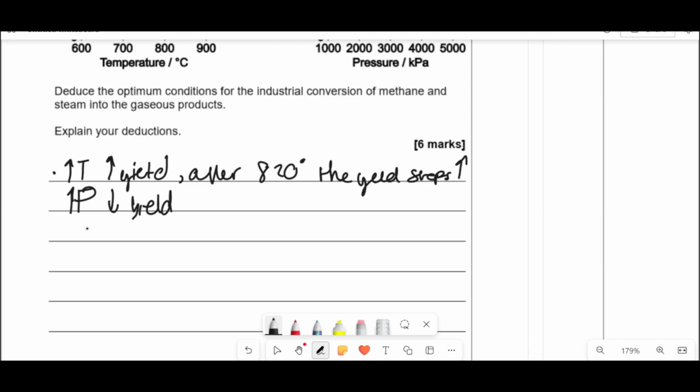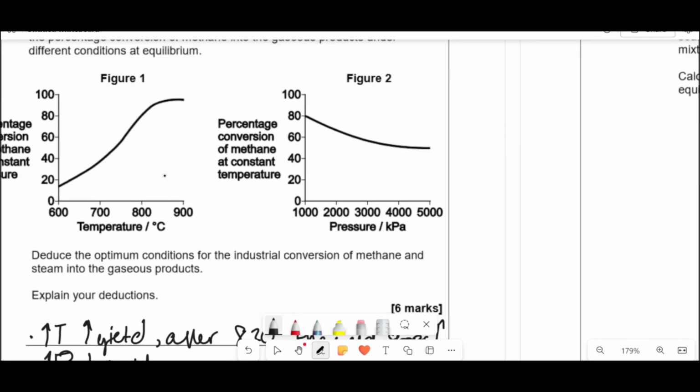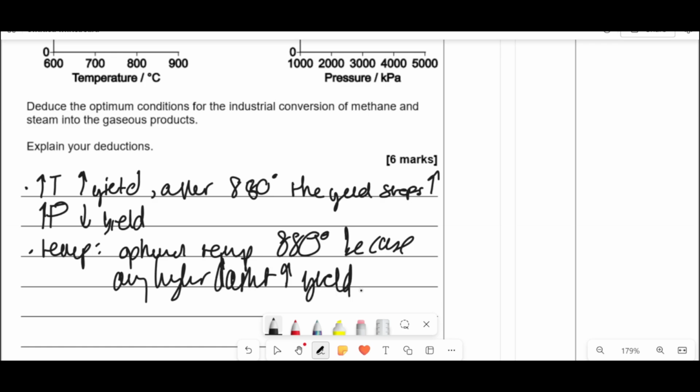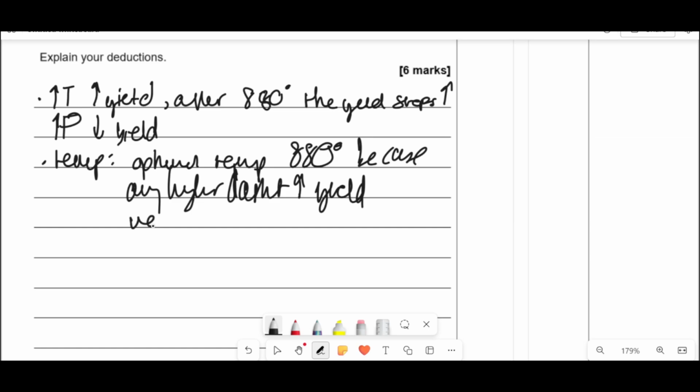Fine. Now we need to deduce the optimum conditions in the industrial process and explain our deductions. So we've deduced that. Let's talk about the temperature then. We need to figure out what the optimum temperature is. Did I say 820? It should really be 880. Oops. The optimum temperature is about 880 degrees because any higher doesn't increase the yield. You need to explain why that matters though. Because very high temperatures are expensive and require a lot of energy as well, right?